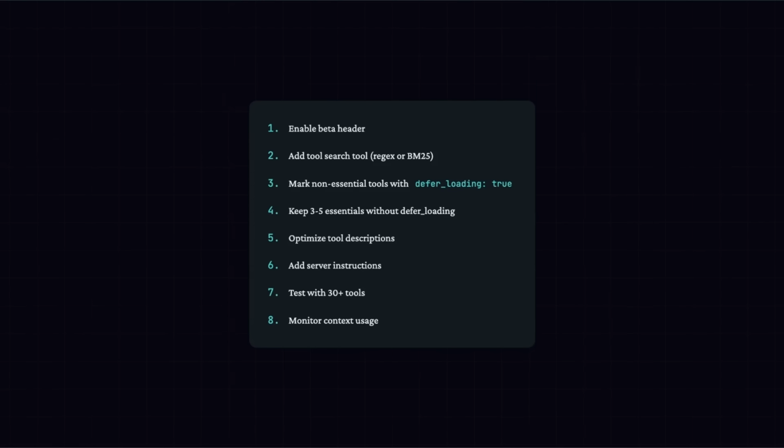7, test with 30 or more tools. That's where you will see the biggest improvement. And the last one is that you need to monitor context usage. So you need to track this before and after. Okay, I'm going to create another video on how to do this when it's more widely available.